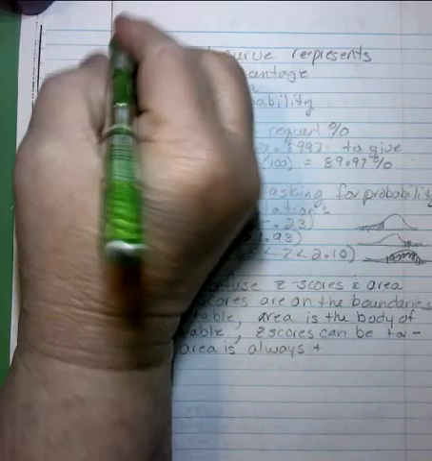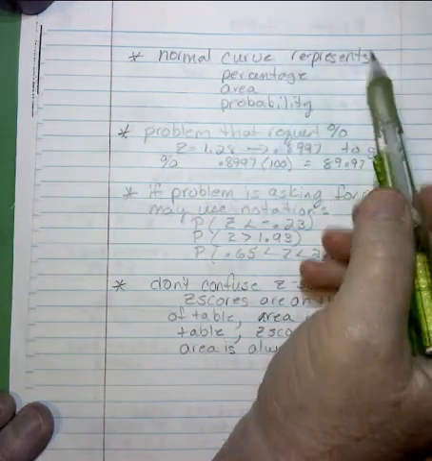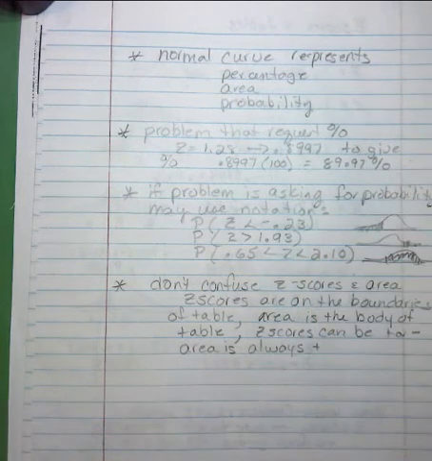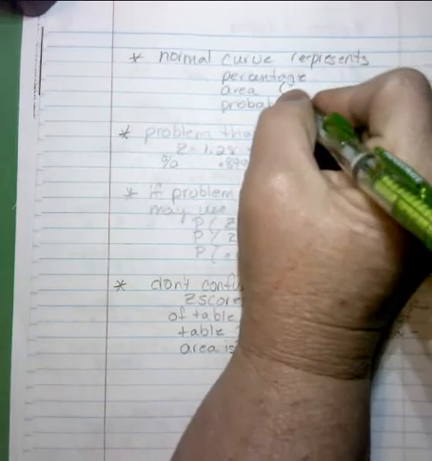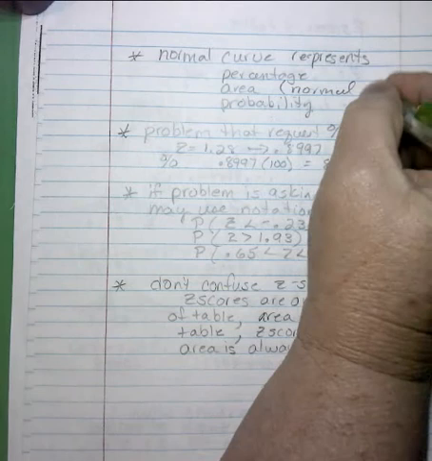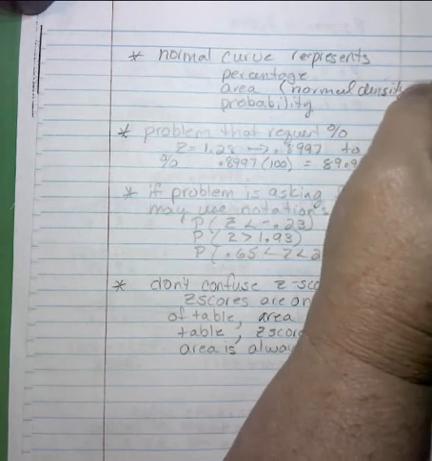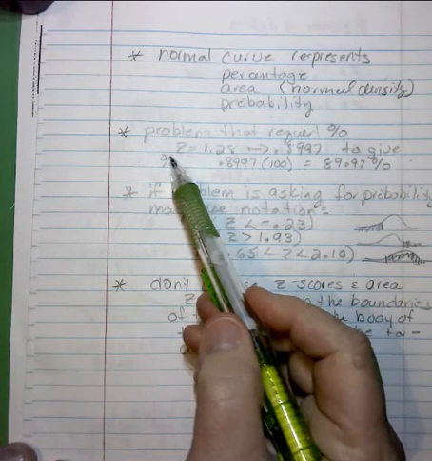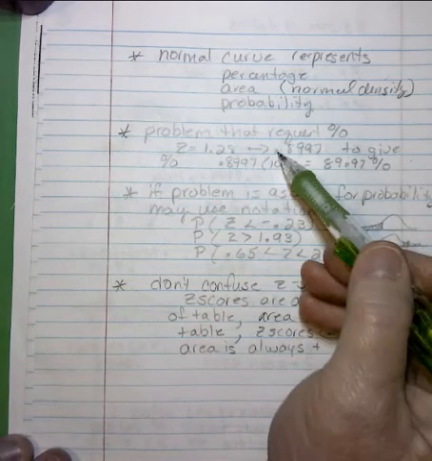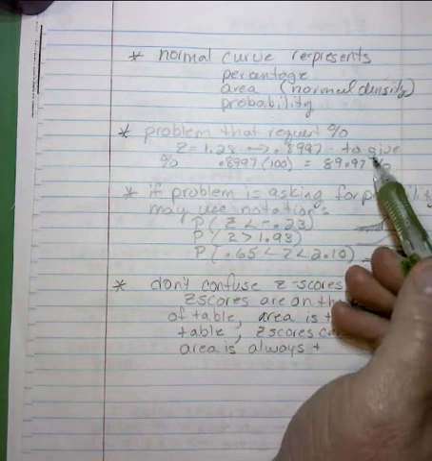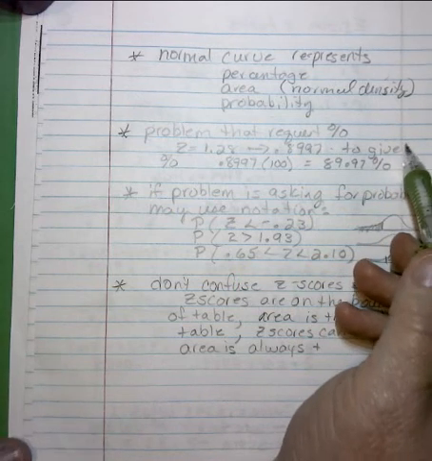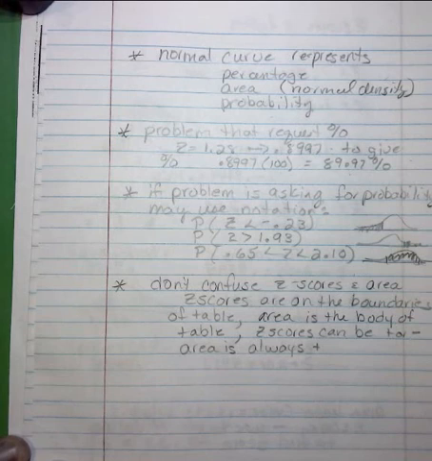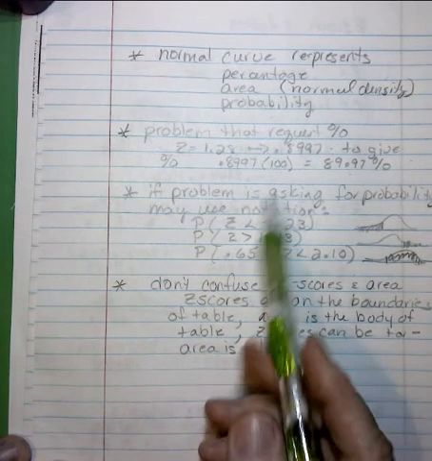Remember that we're looking at a normal curve, that it represents percentage, area, and probability. We talked about the normal density curve. That's that area part. To be sure that you know that that's what we're talking about there. And when we have problems that request a percent, so when we have the z-score 1.28 and we get this value 0.8997, but the problem is asking for the answer as a percentage, we would take that answer and multiply it by 100 in order to get that percent. So just remember that that's how we get our percentage value from that table of values.